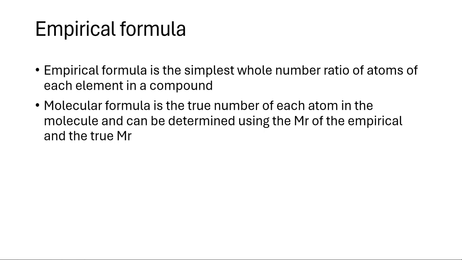Empirical formula. Empirical formula is the simplest whole number ratio of atoms, yeah, of each element in a compound, yeah. Molecular formula is the real amount of each atom in the molecule, yeah, and it can be determined using the Mr of the empirical and the true Mr. So the empirical might be CHO, yeah, whereas the molecular one might be C6H6O6. You see what I'm saying? The true amount of each element, right? So use the true Mr and then the empirical Mr. The empirical Mr will always be smaller than that true Mr, and that tells you the scale that you have to times it by, right? Because it's a ratio, so the ratio can be times by anything, yeah, to go up to the real amount, right?